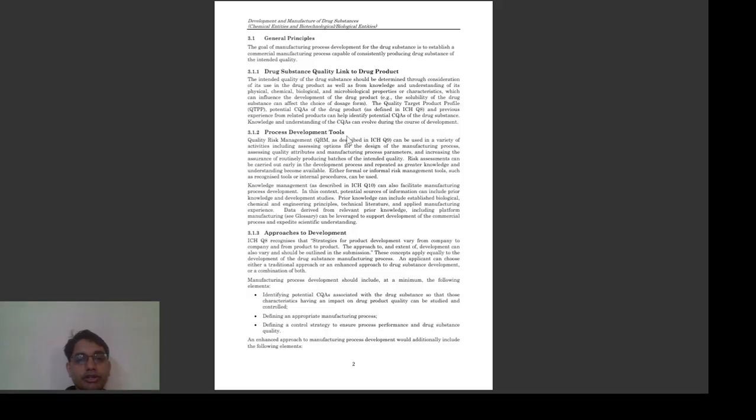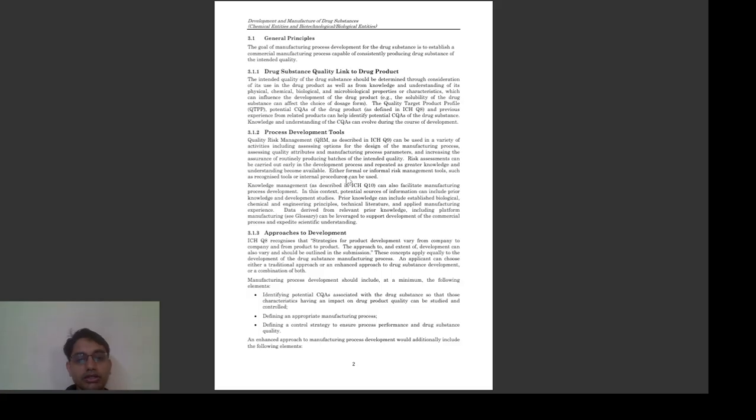Process development tools. Quality risk management, that is QRM, described in ICH Q9, can be used in a variety of activities, including assessing options for the design of the manufacturing process, assessing quality attributes and manufacturing process parameters, and increasing the assurance of routinely producing batches of intended quality. Risk assessment can be carried out in the early development process and repeated as knowledge and understanding become available. Either formal or informal risk management tools, such as recognized tools or internal processes, can be used.